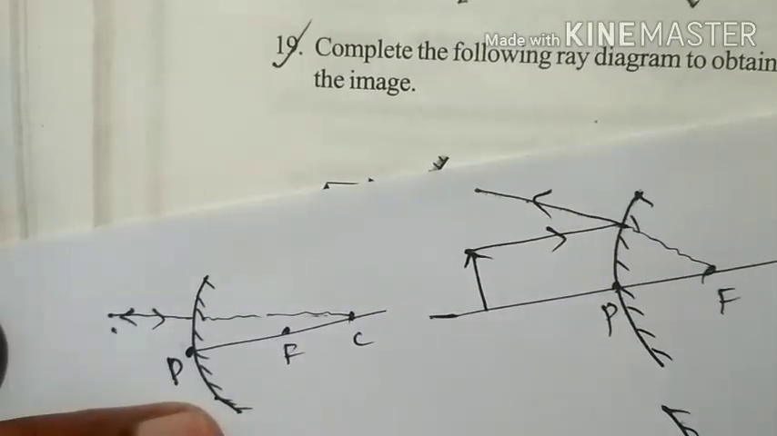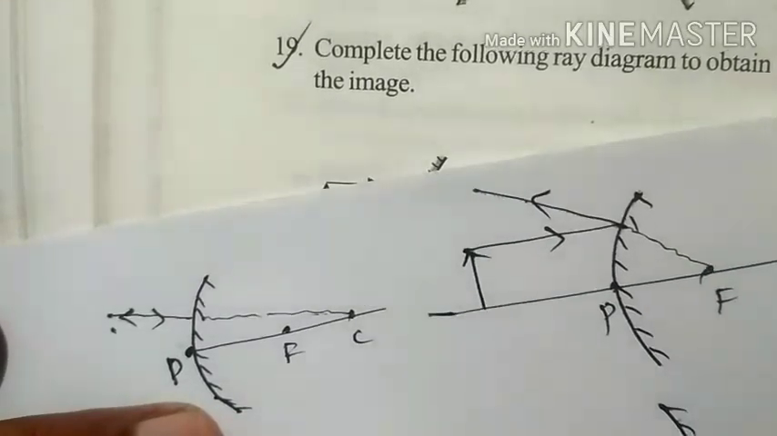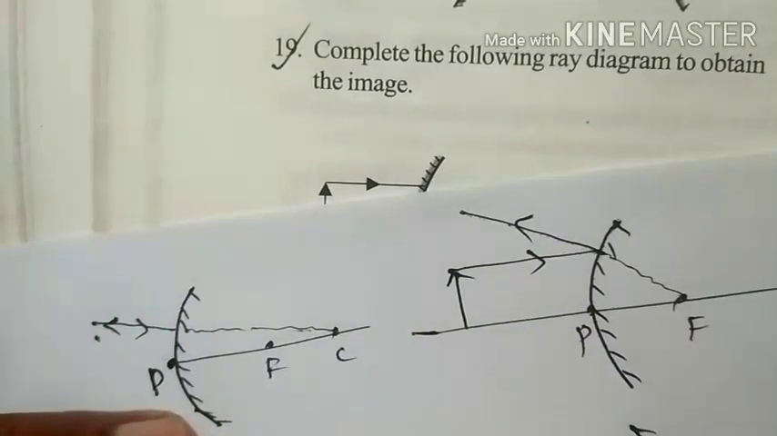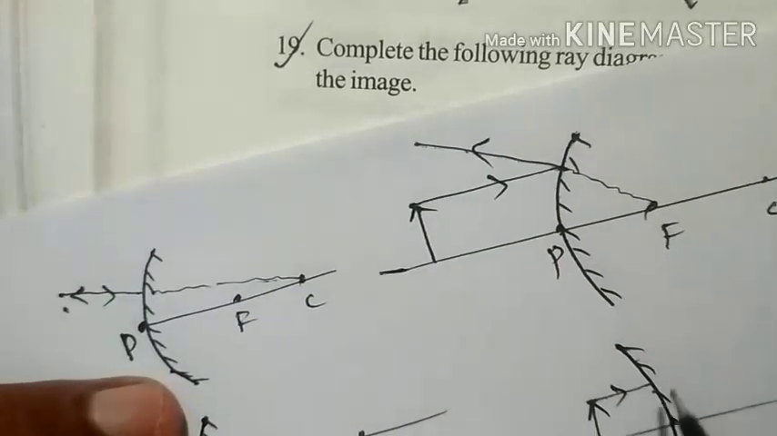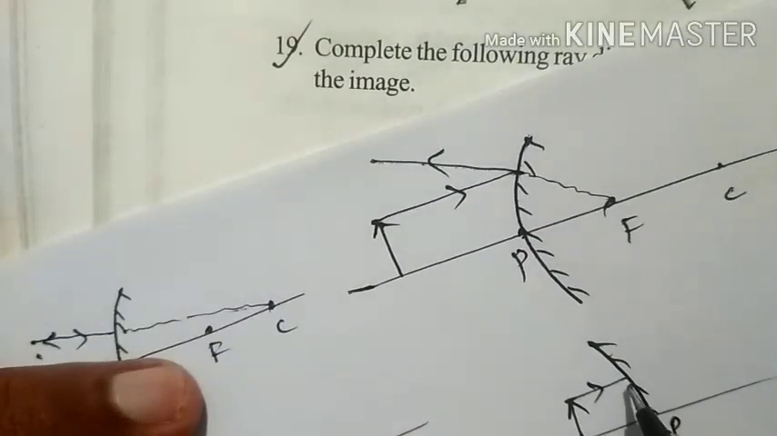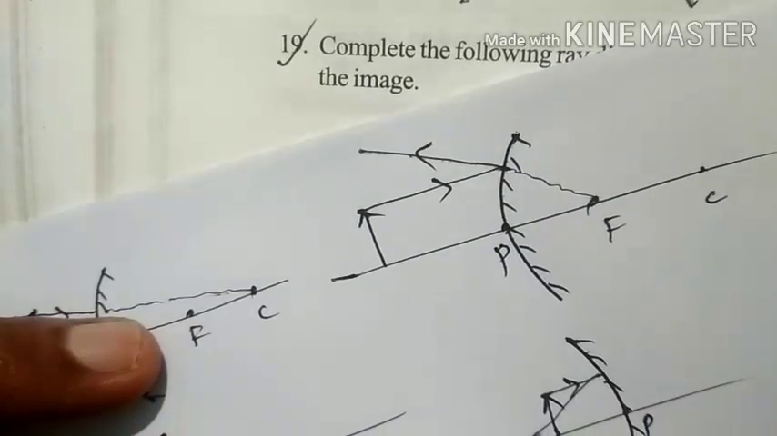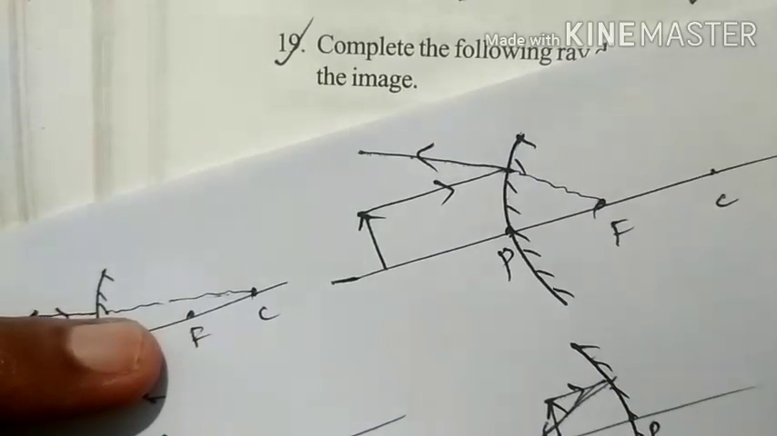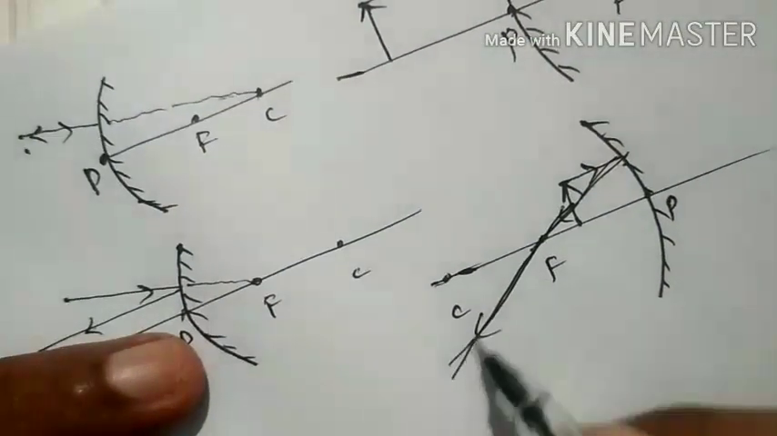Pole, focus, center of curvature. So from the center of curvature it goes here. So the light ray is passing through focus. You can consider a light ray. And next one, it is a straight line you have to draw.